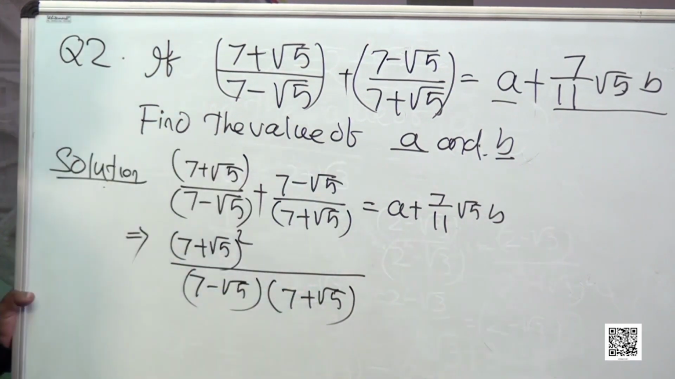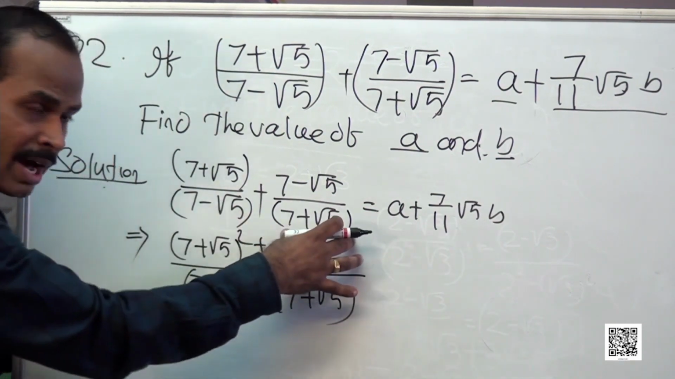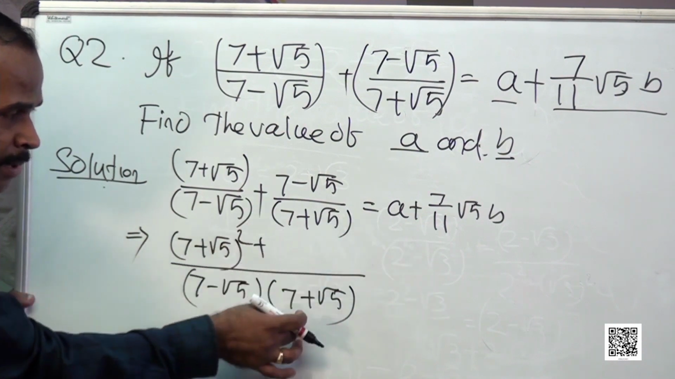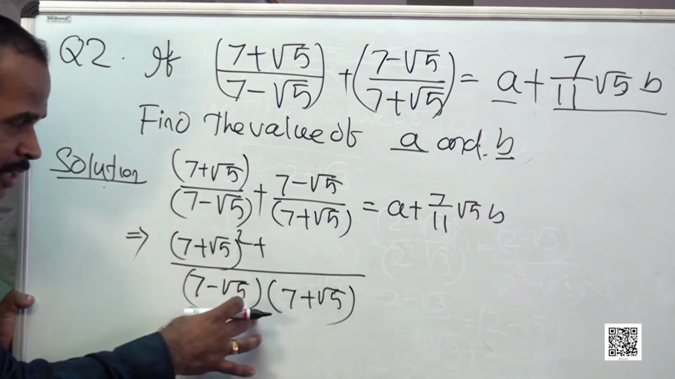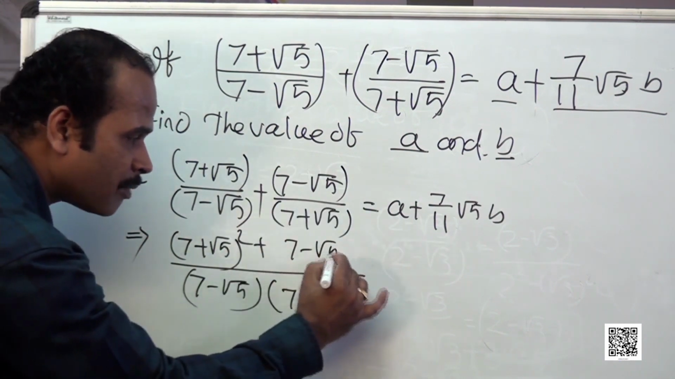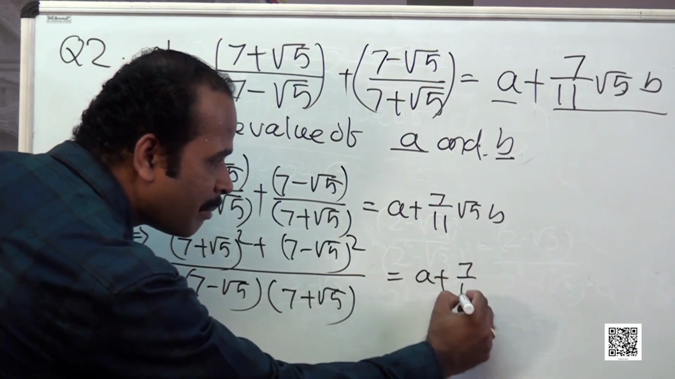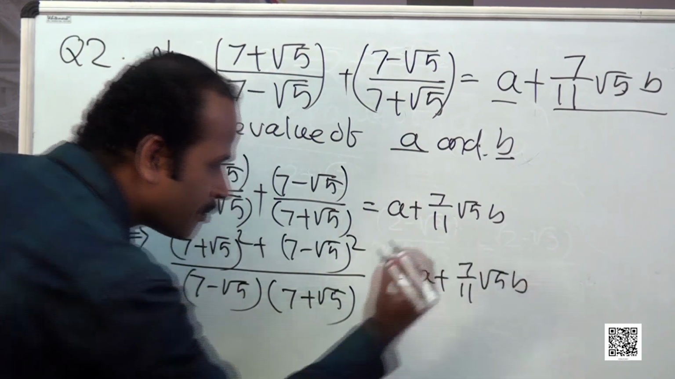square. Plus, when the LCM I divide with the denominator of the second one, I find 7 plus root 5, 7 plus root 5 is getting cancelled, 7 minus root 5 is multiplied with the numerator of the second one, and I find it is 7 minus root 5 whole square. And this term I made equal to a plus 7 by 11 root 5 into b.